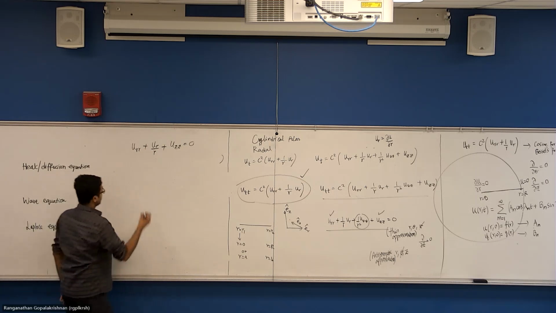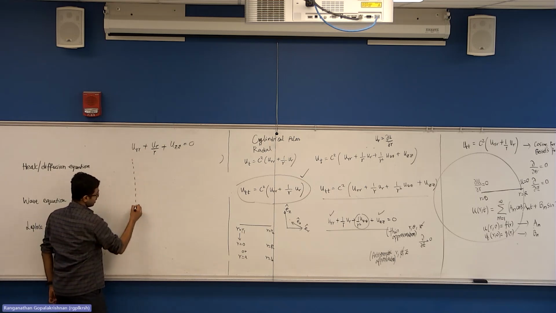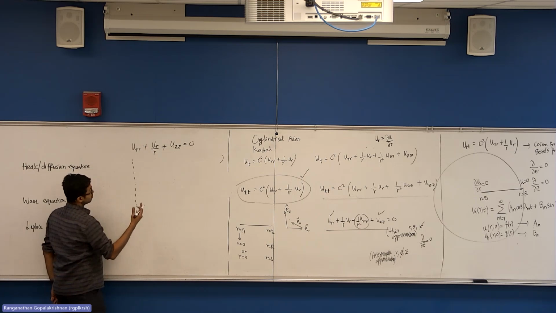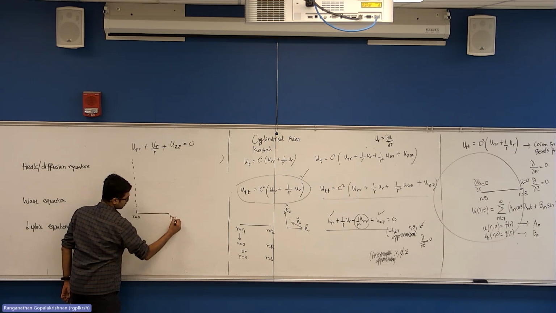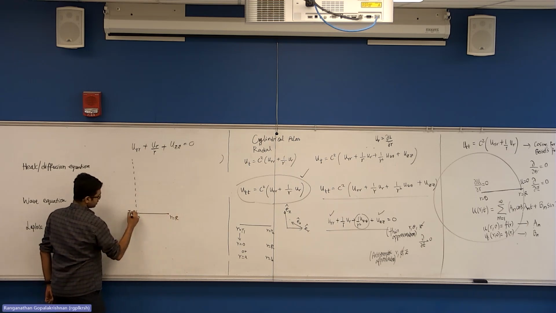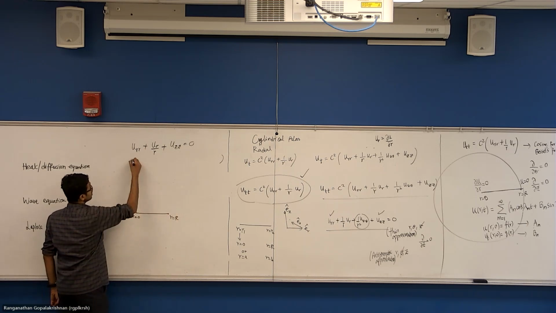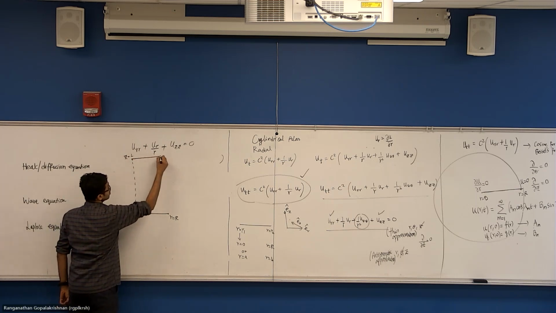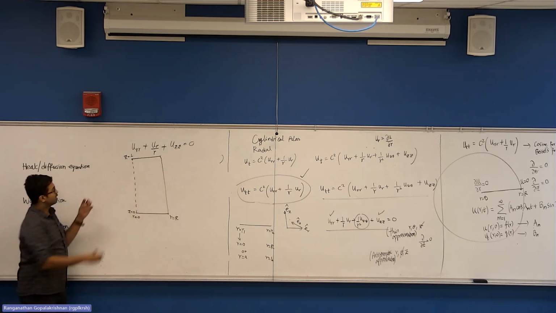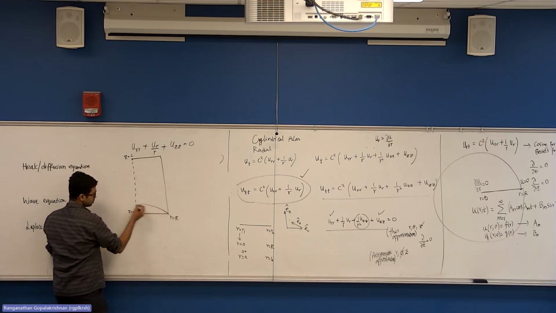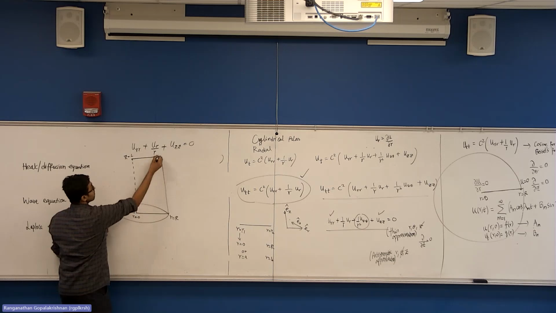It would be a cylinder with an axis of symmetry. Suppose you start at r equal to 0 and go up to r equal to R, and this is z equal to 0 and goes up to z equal to L. I've drawn this like a rectangle, but you can imagine this is part of a cylinder.